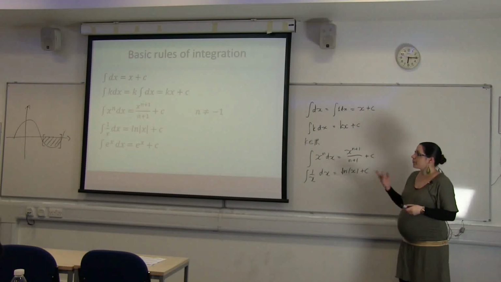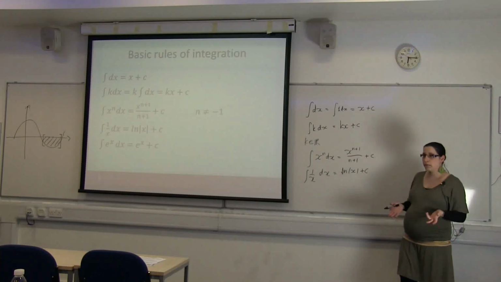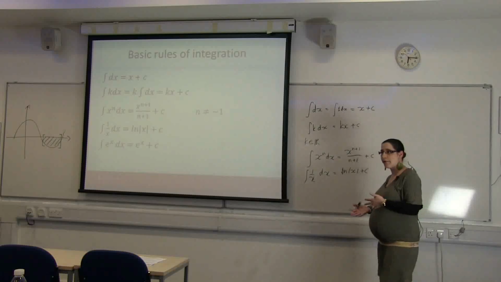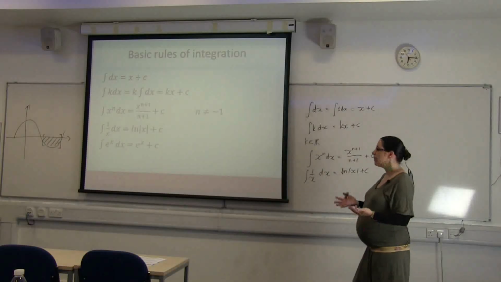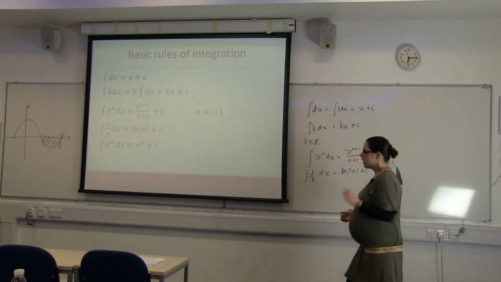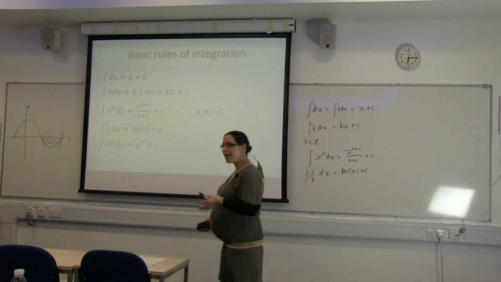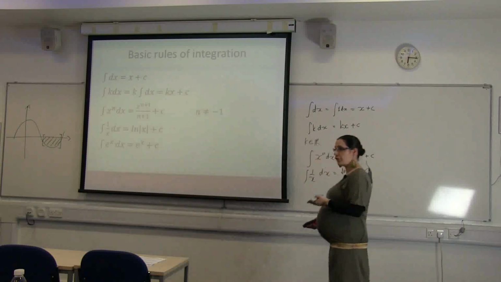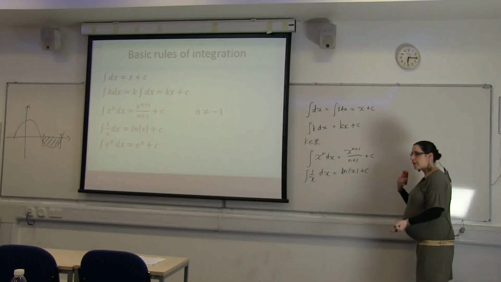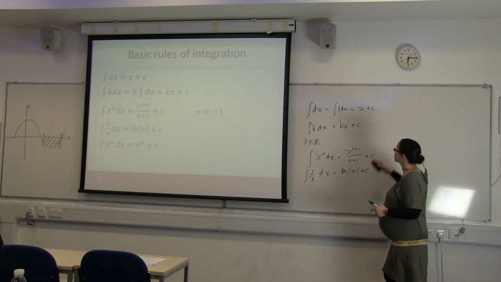And another one, e to the x was a funny one, because it was the derivative of itself. Therefore, the integral of e to the x will be e to the x again. So you have to know these rules. You more or less know them now because you learned the differentiation rules, but you just have to make sure that you're thinking backwards.